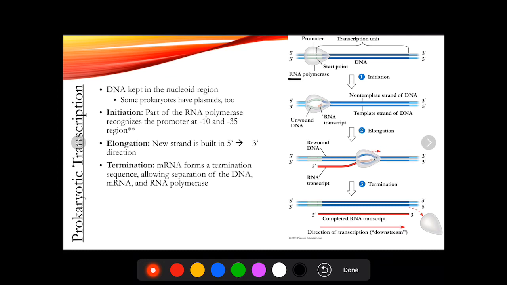So what's going to happen is the RNA polymerase is going to bind directly to the promoter. That is initiation. Elongation happens, building the new strand in the 5' to 3' direction. And then a termination sequence is transcribed. That allows everything to break apart. Okay? Not too bad.